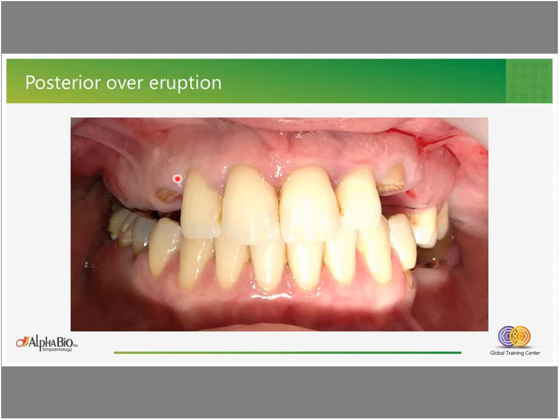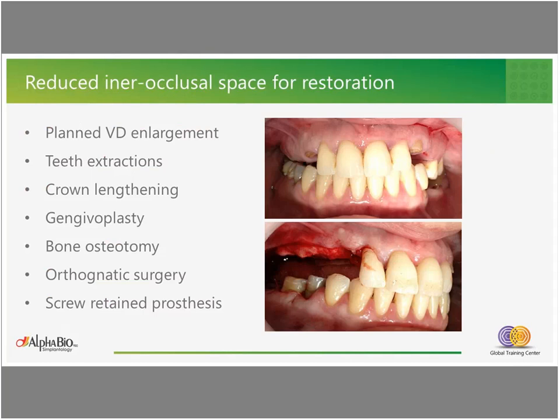So what can we do in this case? Of course, because we have a good periodontium of the anteriors, there's no indication for vertical dimension increase. So we have to make all the space gaining just by preparing the posterior area of the maxilla. So there's no indication in this case for VD enlargement because we have a good periodontium of the anteriors.